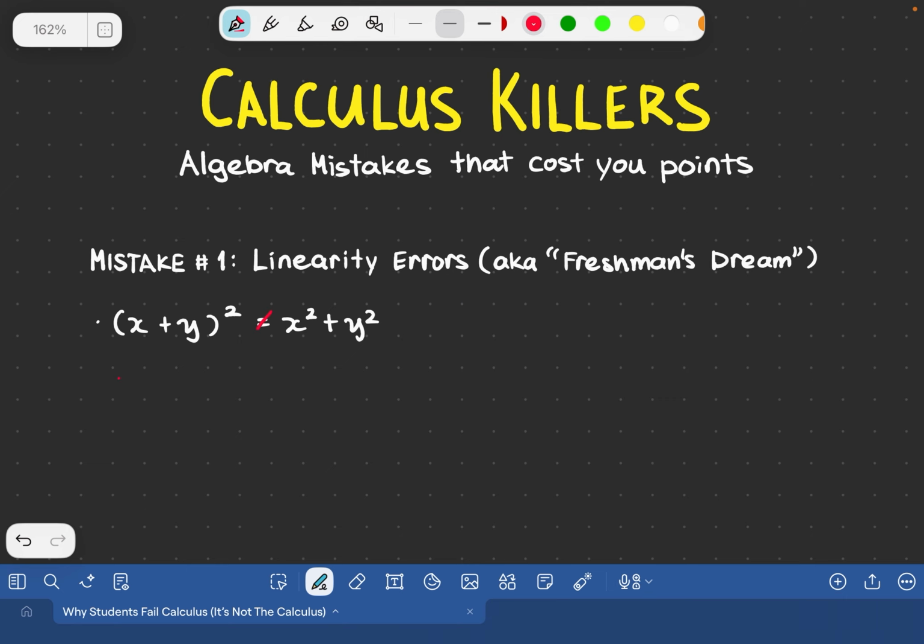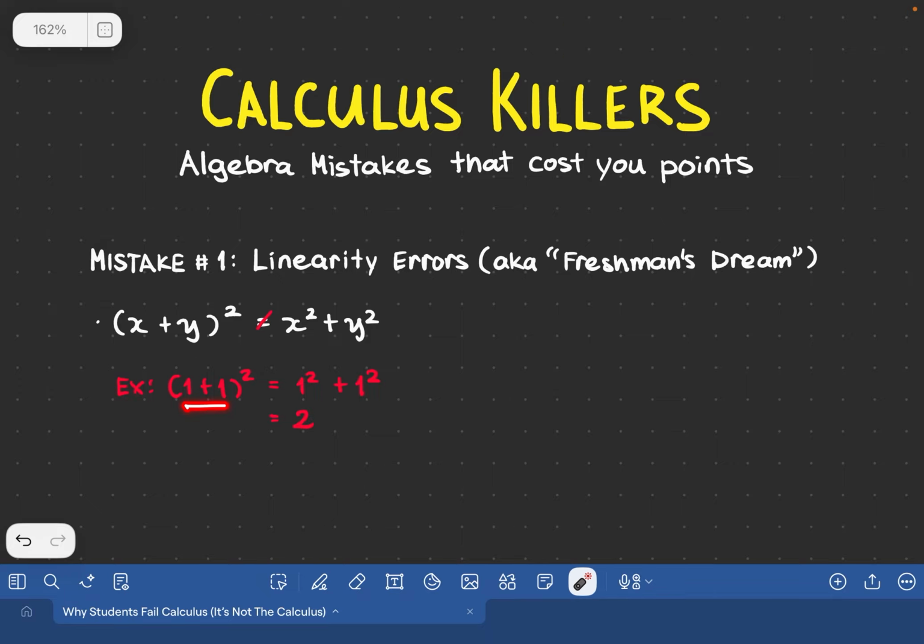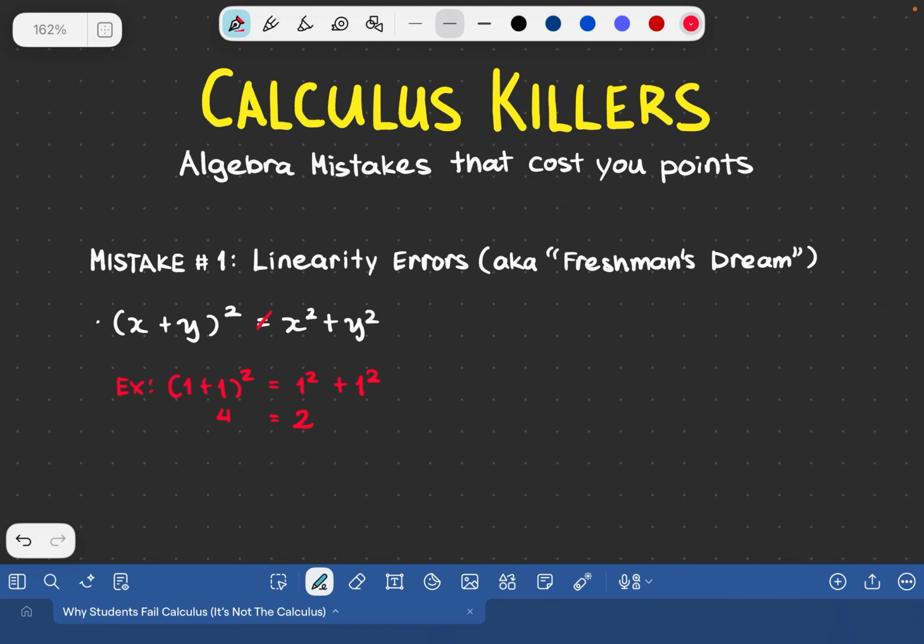This is not true. As a quick example, suppose we have x and y to be 1. If we follow this idea, then we will obtain 1 squared plus 1 squared, which will yield us 2. But take note that when you simplify this one, you'll get 2 squared, which is just equal to 4. Clearly, these two are not equal.